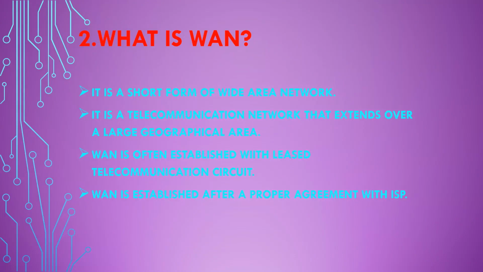The next question is, what is WAN? It is a short form of wide area network. It is a telecommunication network that extends over a large geographical area. LAN extends on a limited area, and this extends on a large geographical area. WAN is often established with a leased telecommunication circuit, after a proper agreement with an ISP.